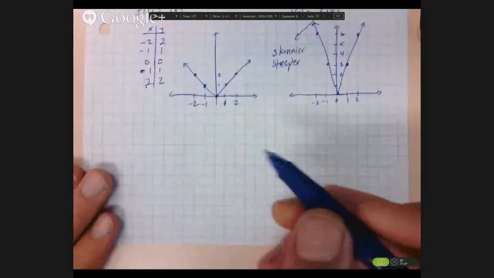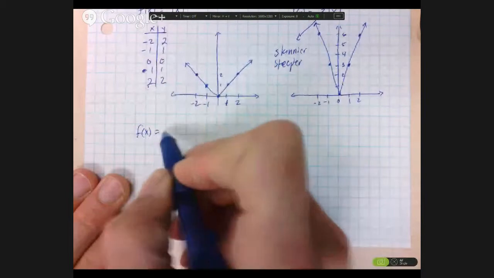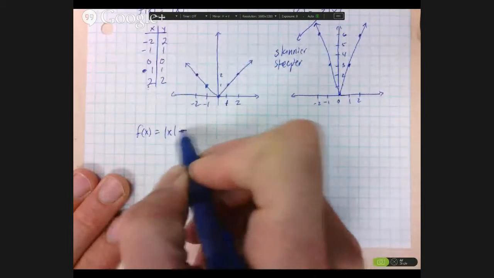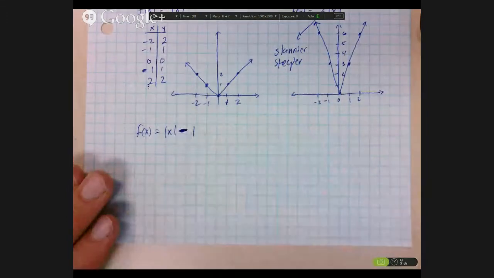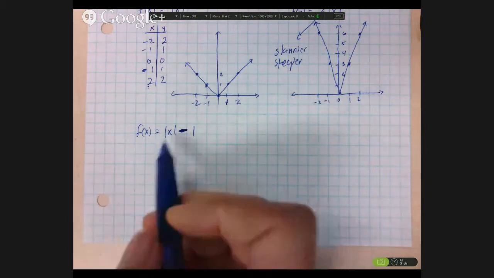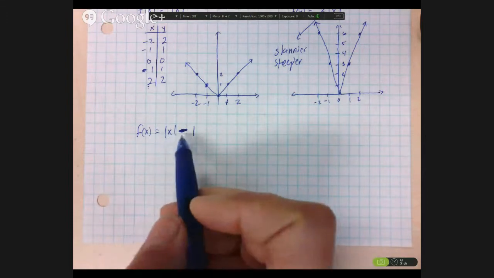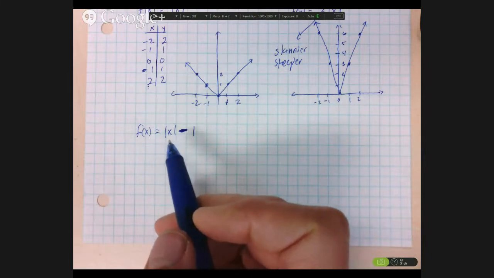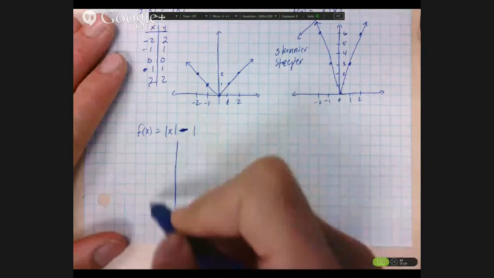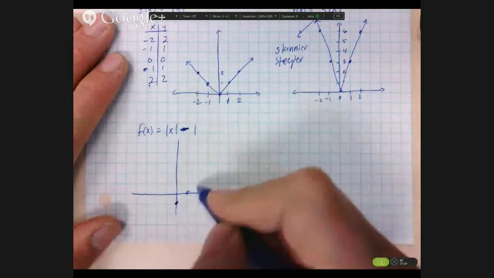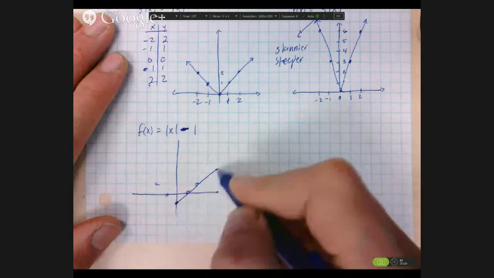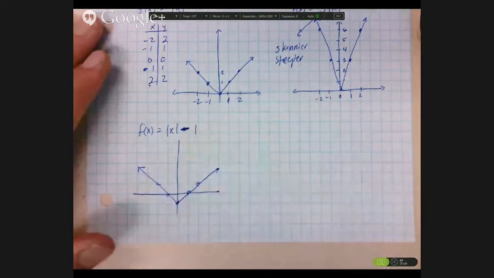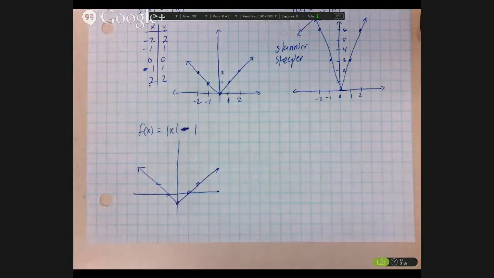What if I do this? Oop, that's supposed to be a minus. What's going to happen? Nope. It's going to be up still because the x is positive. But what's this -1 going to do? It's going to shift it down. So it would actually look like this. -1. So it shifts it down.